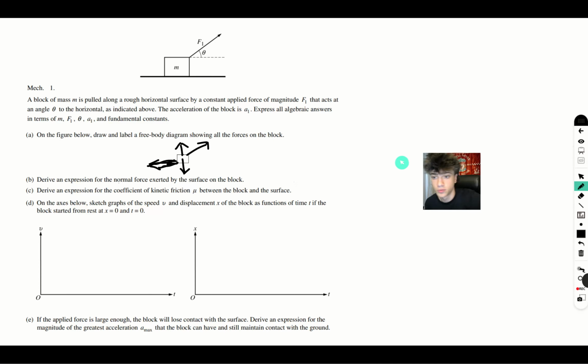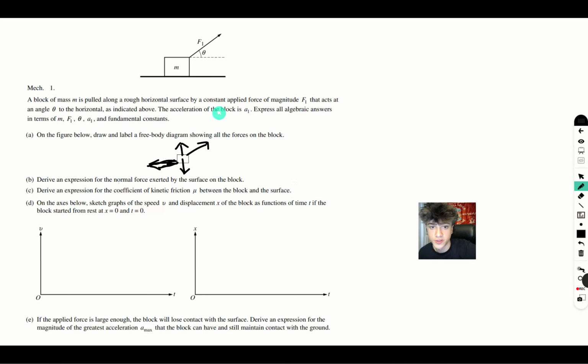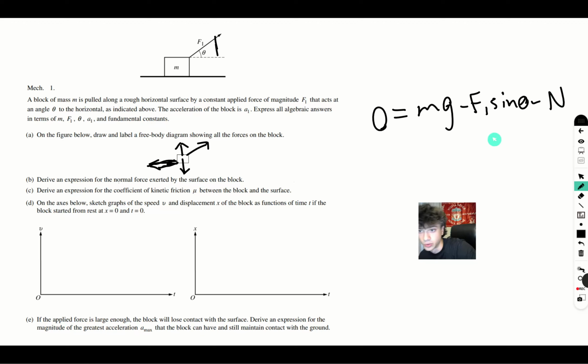Derive an expression for the normal force. Since the block is moving horizontally, it's not moving in the vertical direction, up or down, so our net force is going to be 0. We have mg going downwards; we'll choose that as the positive direction. And upwards we have F1 sine theta, the vertical component, and the normal force. That's why our normal force is going to be mg minus F1 sine theta.